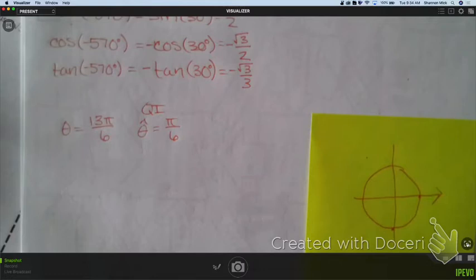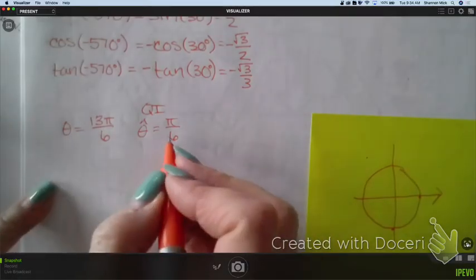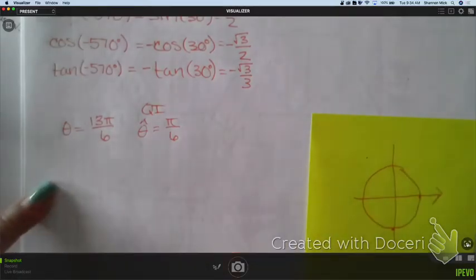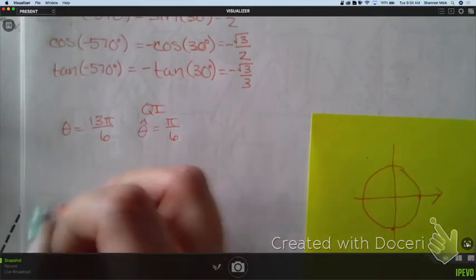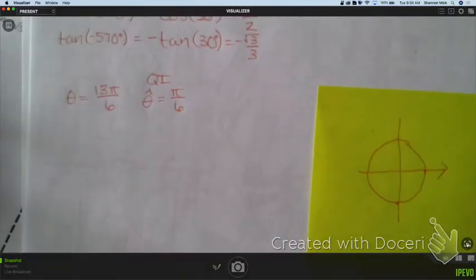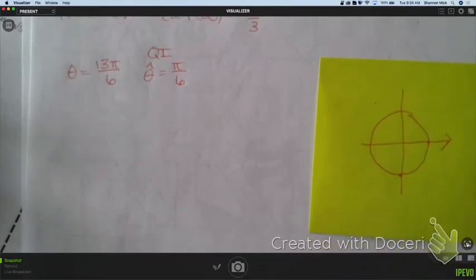What if it's a whole pi? Then it has to be what? 180 or 360, or 0. It has to be on the x-axis. Okay, so everything is what? Positive. Okay, so do it. Find the sine, cosine, and tangent, real quick.